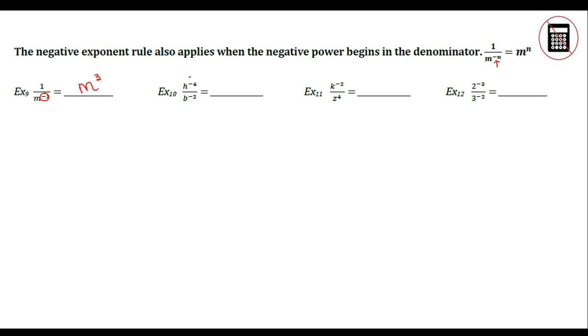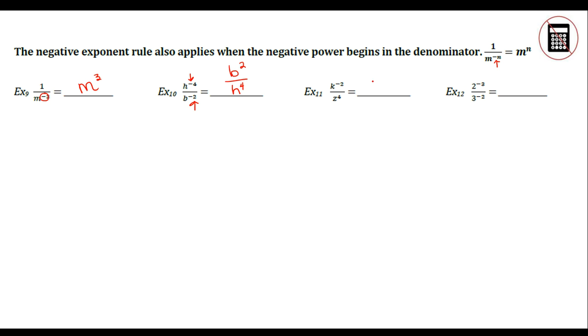Now, on example 10, in the numerator, we have a negative 4. We need to reciprocate this power of h and bring it to the denominator. Then the denominator in our original problem has a negative exponent, so we're going to reciprocate the base of b to the numerator, and now we no longer have any exponents. So you're just moving the powers that have a negative exponent to the opposite location of your expression.